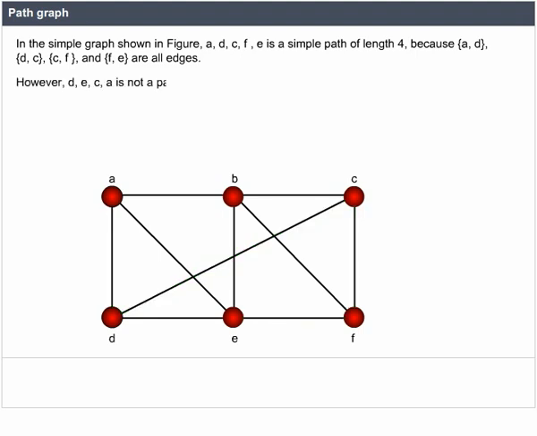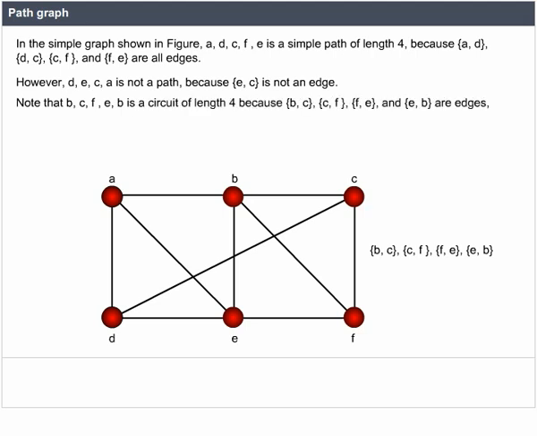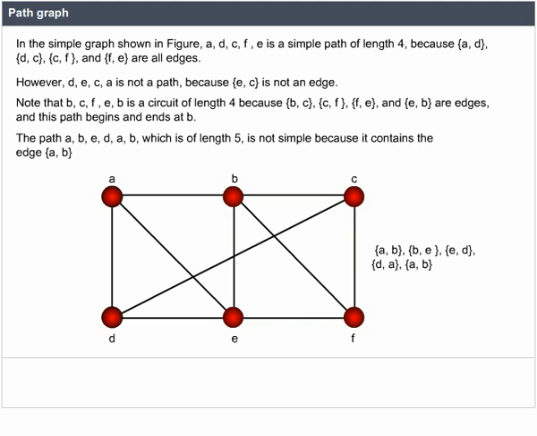However, D, E, C, A is not a path because E-C is not an edge. Note that B, C, F, E, B is a circuit of length 4 because B-C, C-F, F-E and E-B are edges, and this path begins and ends at B. The path A, B, E, D, A, B, which is of length 5, is not simple because it contains the edge A-B twice. Paths and circuits.